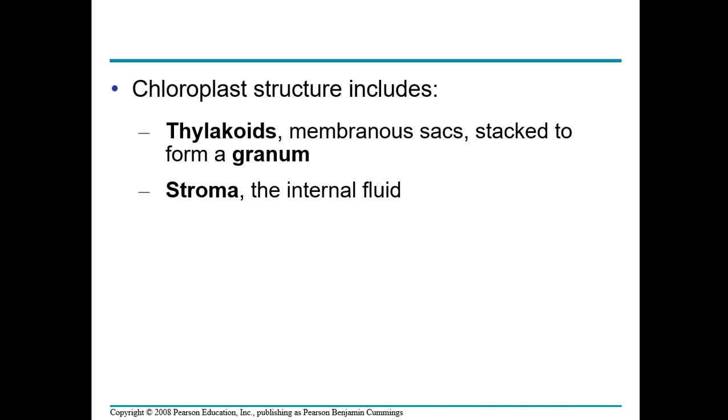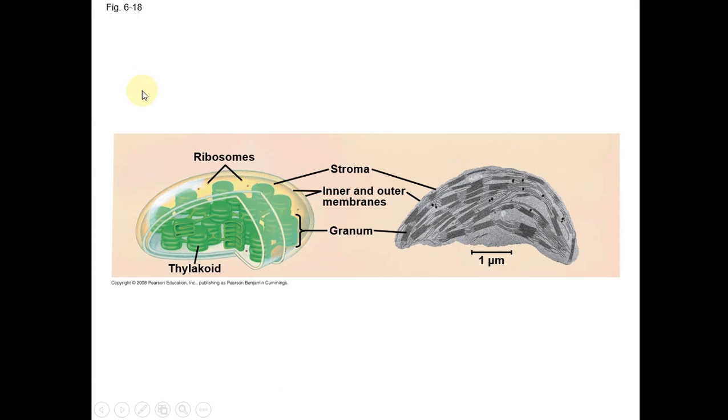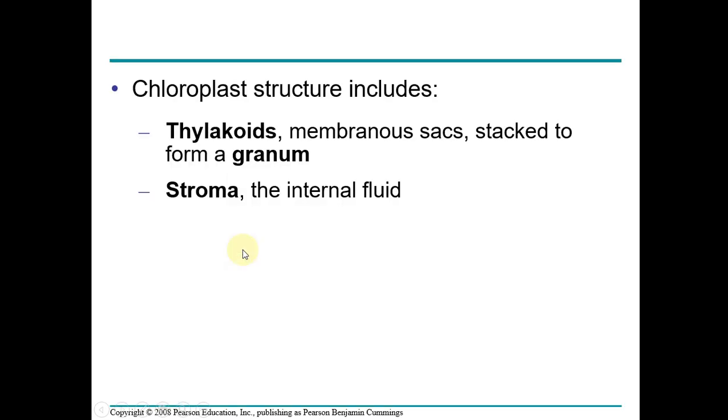Chloroplast, meron din siyang internal structures like mitochondria. We have thylakoids, membranous sacs stacked to form a granum. And stroma, it's the fluid inside the chloroplast. So kung makikita nyo, ito yung chloroplast, whole chloroplast, meron siyang mga attached ribosomes. Thylakoid, para siya mga pisong pinagpatong-patong. You call that as thylakoid. And the fluid inside the chloroplast, you call that as stroma.